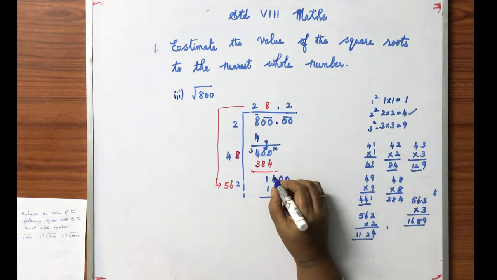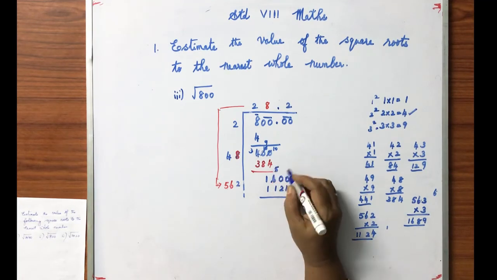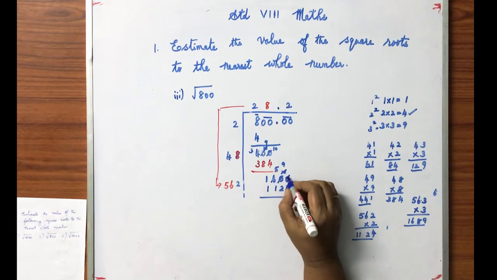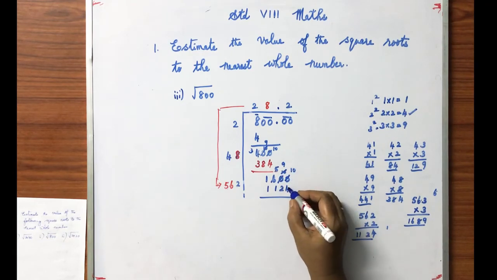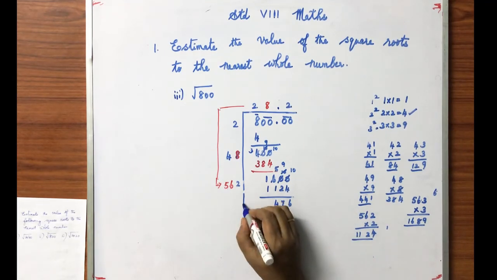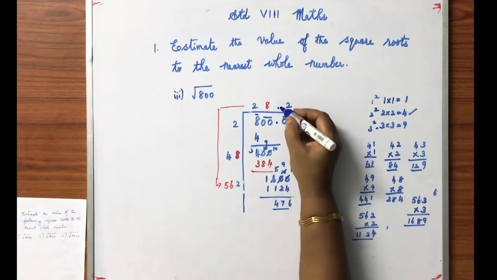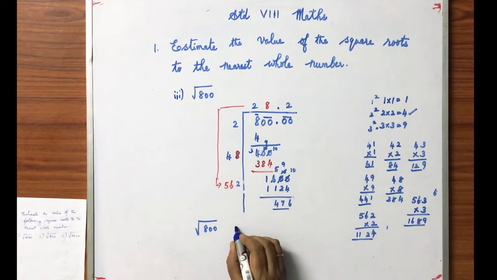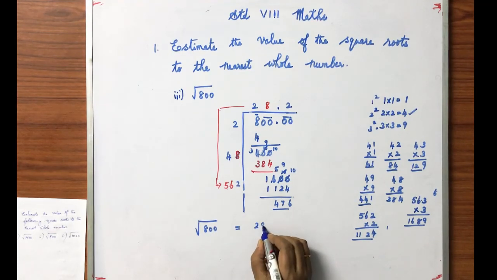Now we should subtract. 6 becomes 5 and 0 becomes 10. 10 becomes 9 and this becomes 10. 10 minus 4 is 6. 9 minus 2 is 7. 5 minus 1, 4. Leave the remainder as it is. Now what is the quotient? Square root of 800 is equal to 28.2.